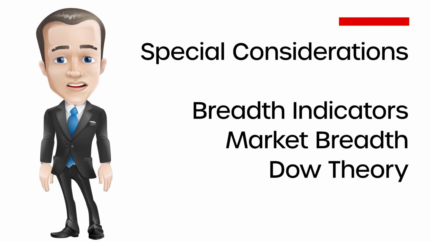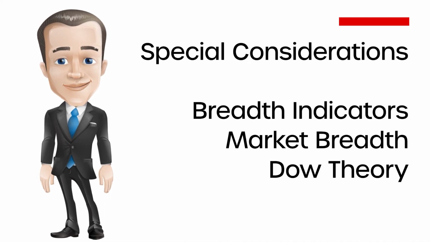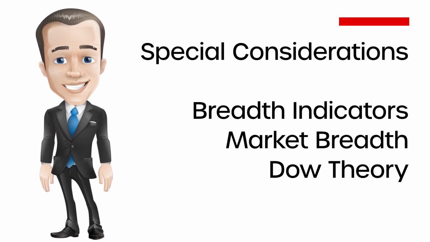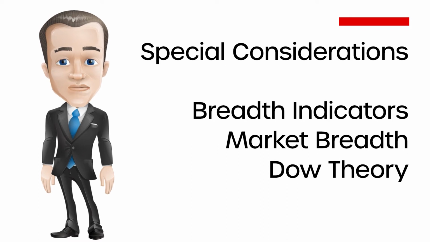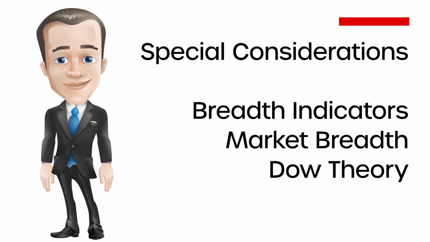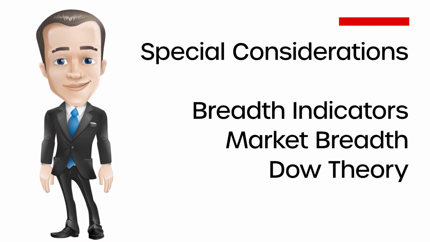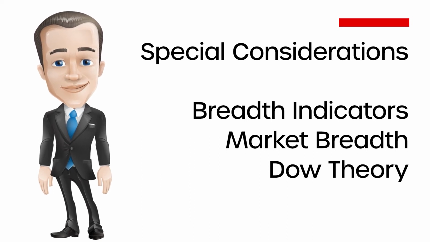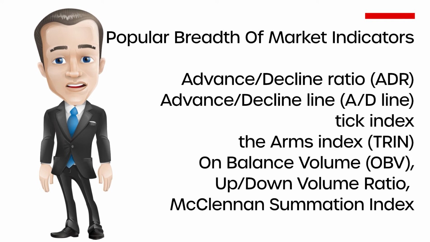Market breadth indicators look at how many stocks are advancing and declining, and at volume, to determine how strong the stock market is. Dow theory also looks at the robustness of the market but uses different tools. One of the tenets of the Dow theory, and there are several, is that the industrial and transportation indexes should confirm each other. When the two are moving in different directions, it could signal trouble. Popular breadth of market indicators.